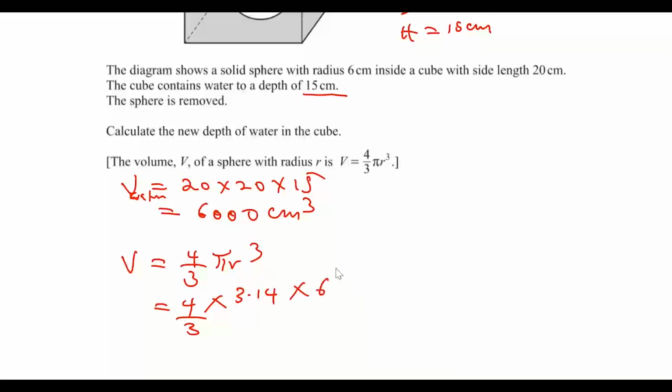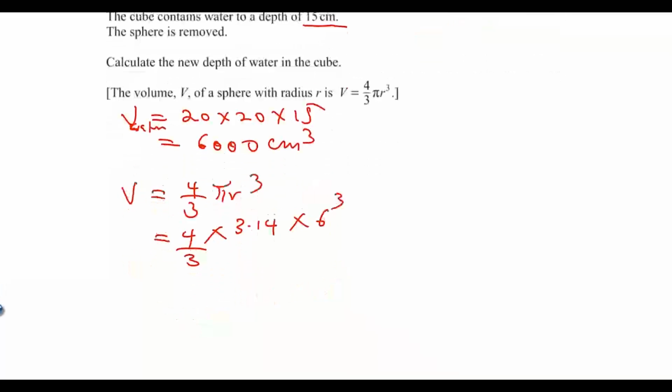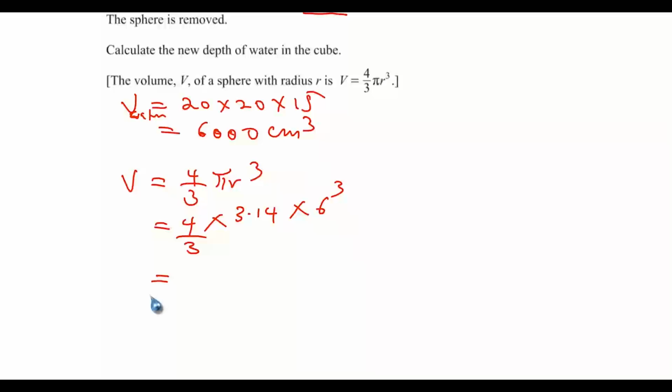That will be 6 to the power of 3. So if you do this, you should get the volume to be 904.32 centimeter cube. So the new volume now will be this, subtract this, okay, that will give us the new volume. That is when the sphere is removed, we are going to get the new volume.